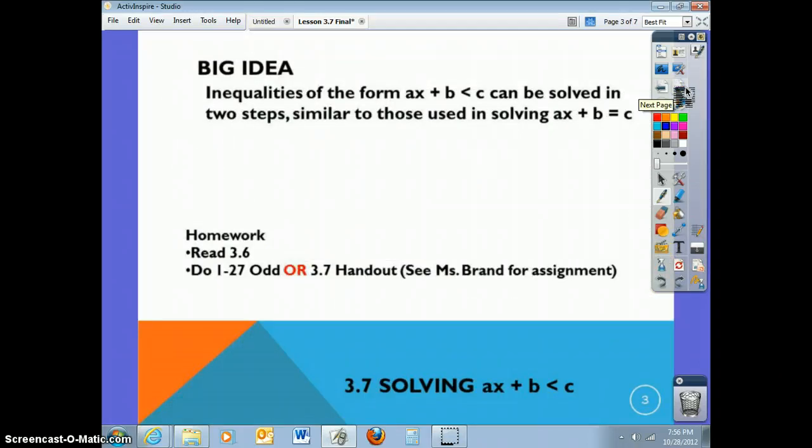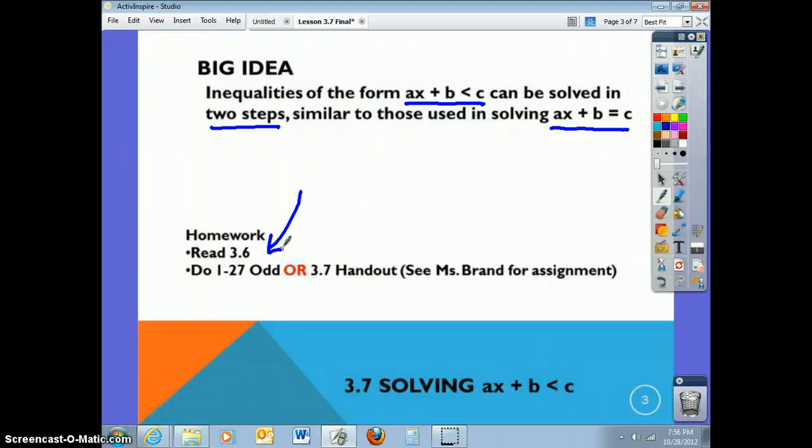So the big idea of 3.6 is that ax plus b is less than c can be solved in 2 steps, very similarly to what you saw with ax plus b is equal to c. The homework is, once you've watched the video and listened to the video and taken notes, go ahead and read 3.6 if you're comfortable with what you've seen in the video. If you're not, wait until after we've had a brief discussion in class and read it after that, so that you make the most efficient use of your time.